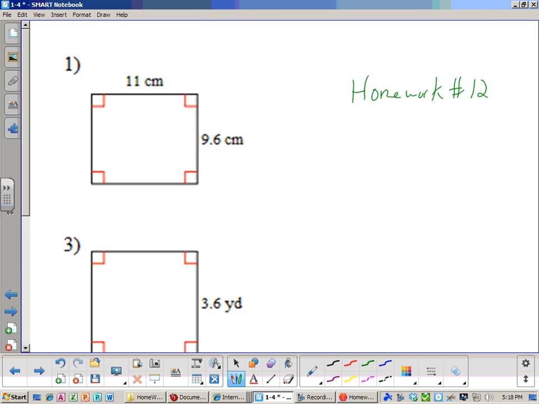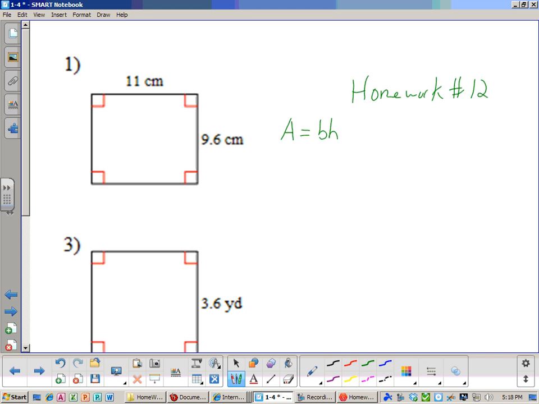Now, in homework number 12, we're talking about the area of shapes. Let's look at this rectangle. If you look at your formula chart, which is located in the back of your paper, you'll see that the formula for area of a rectangle states A is equal to BH. This formula could be used for both number 1 and number 2, which you're going to do in a little bit.